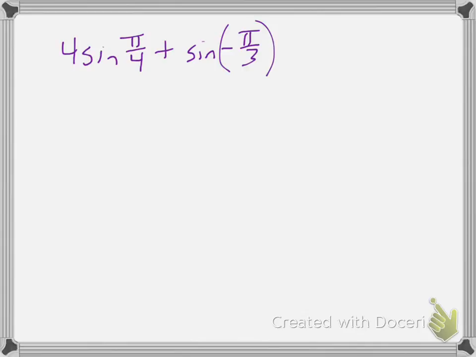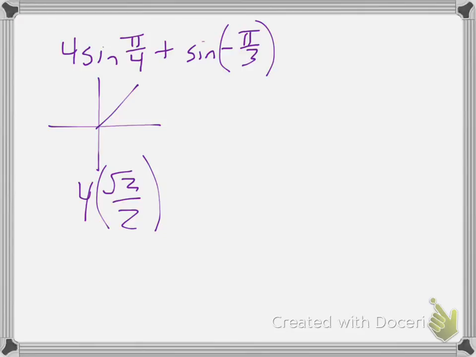So what we're going to ask you to do, again, is 4 sine pi over 4 plus sine of negative pi over 3. I'm going to ask you to evaluate this. Okay, now go back to your reference triangles, reference angles. Pi over 4, guys. Pi over 4 is here. What's the sine of pi over 4? It's square root of 2 over 2. We just drew the reference triangles.